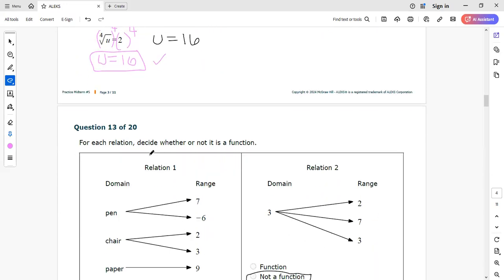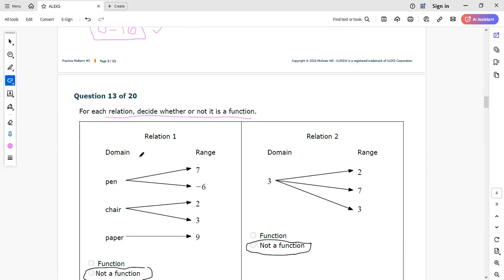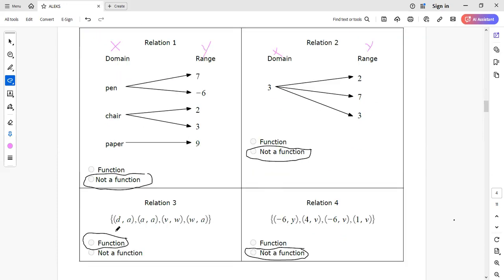For 13, for each relation, decide if we have a function. Now, when you're given values of your x, remember domain is your x, your range is y. When you're given the values of x and y, you're looking to make sure that all of your x coordinates are different. That's how you know if it's a function. As long as they are different, then you would say it is a function. And there's only one of these that is a function.